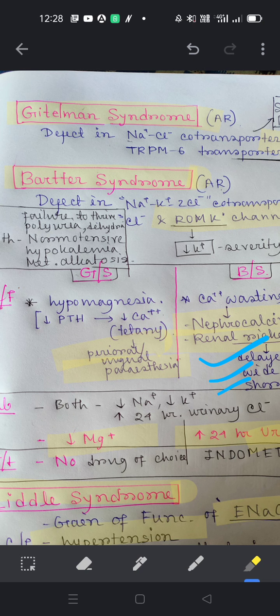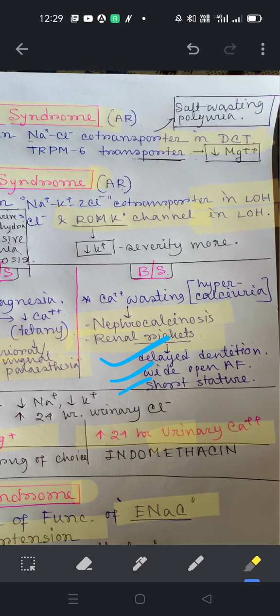So, in a nutshell, in a question, if the patient is hypertensive with no dehydration, then the diagnosis is Liddle syndrome. If the patient is normotensive, then we have to differentiate between Gitelman syndrome and Bartter syndrome. Then we have to look at the magnesium level. If the magnesium level is low, then it is Gitelman syndrome. If the magnesium level is normal and there is hypercalciuria, then the diagnosis is Bartter syndrome.